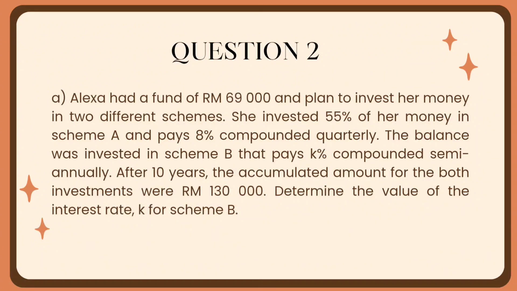Question 2A. Aisyah had a fund of RM69,000 and planned to invest her money into different schemes. She invested 55% of her money in scheme A, which paid 8% compounded quarterly. The balance was invested in scheme B, which pays k% compounded semi-annually. After 10 years, the accumulated amount of both investments will be RM1030. Determine the value of the interest rate k for scheme B.